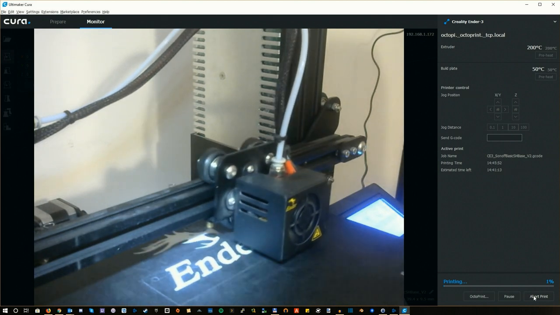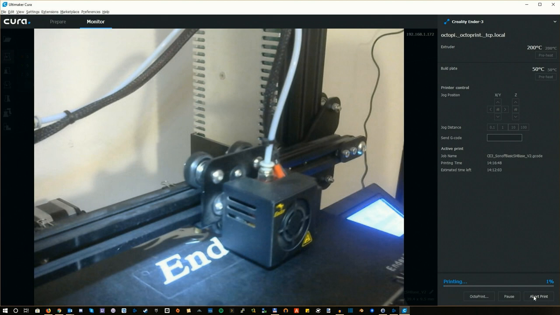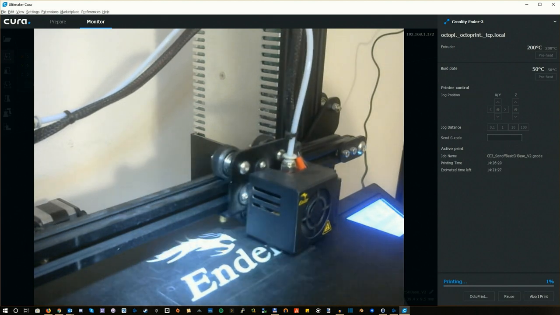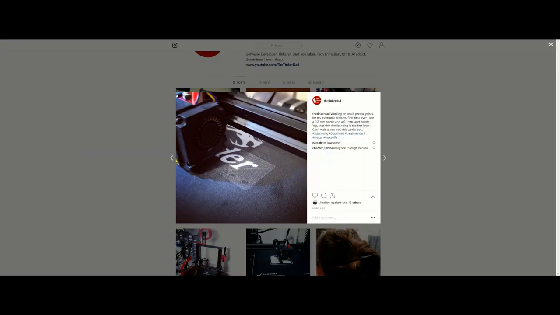It all started looking good. The printer started working on the first layer, then it was working on the first layer, then it was working. Wait, what? Oh well, typical newbie mistake. So I was so happy about the super thin first layer that I even posted it on Instagram. Turns out I shouldn't have.